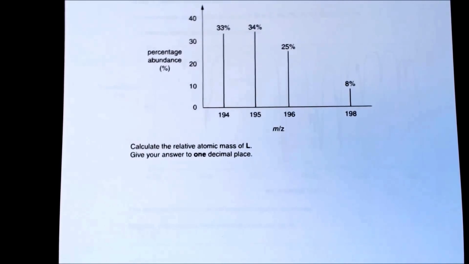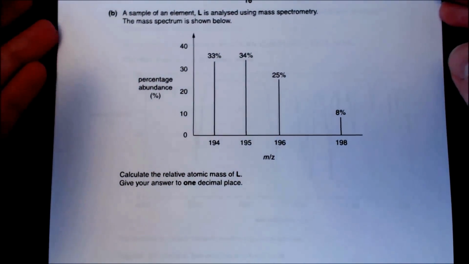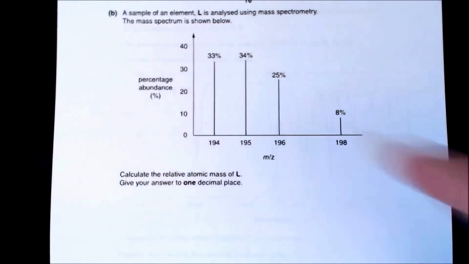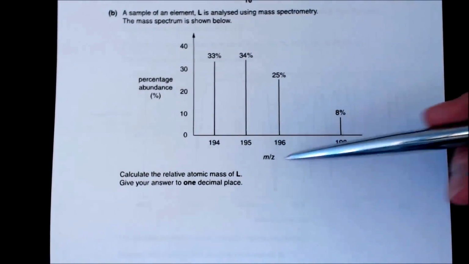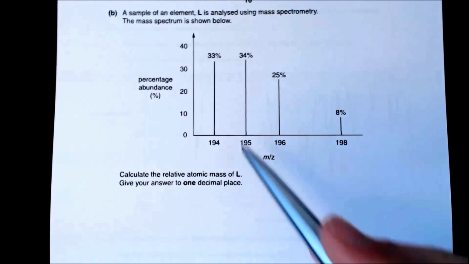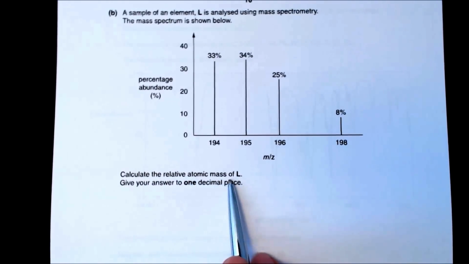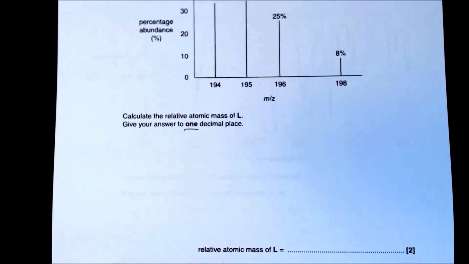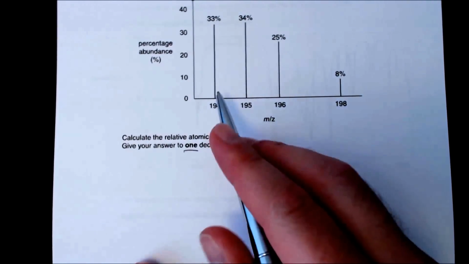Right, next question. So it says a sample of an element L is analysed using mass spectrometry. The mass spectrum is shown below. You can see they've given us the percentage abundance and the MZ of the different parts of this element, so different isotopes. It says calculate the relative atomic mass of L and give your answer to 1 decimal place. So we're going to make sure our level of precision is correct. All right, okay, so I'll just pull that a bit further down so we can see the table.